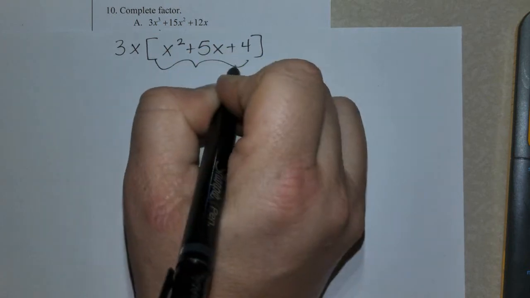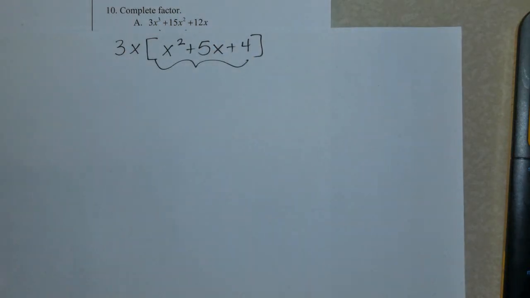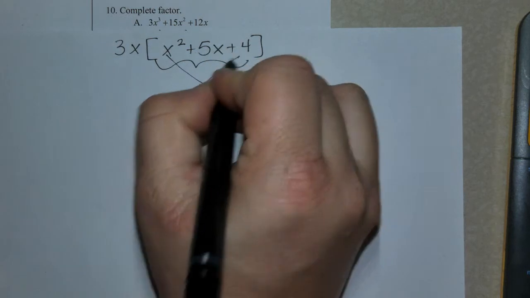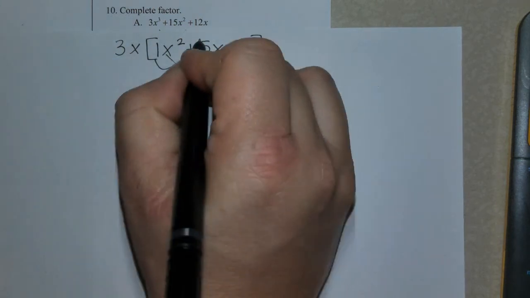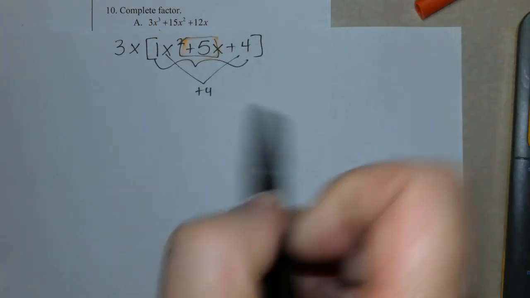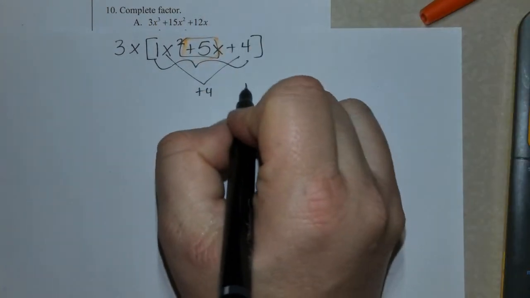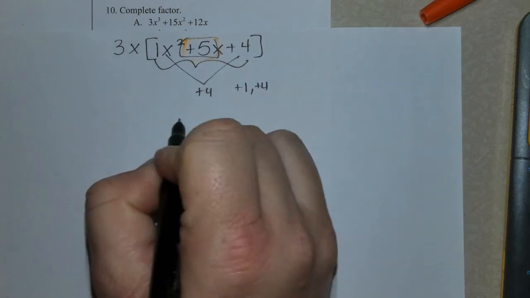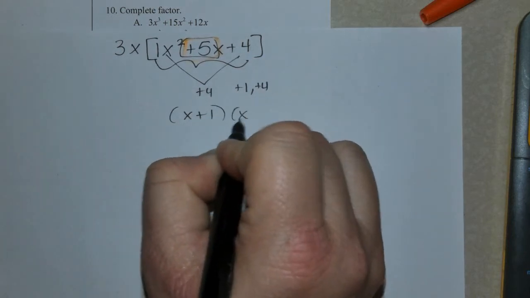This is the only trinomial I focus on. Don't worry about the top part. 1 times 4 is 4. Two numbers that multiply to equal 4 and combine to give you 5 would be 1 and 4, and they'd have to both be positive. So x plus 1 and x plus 4.